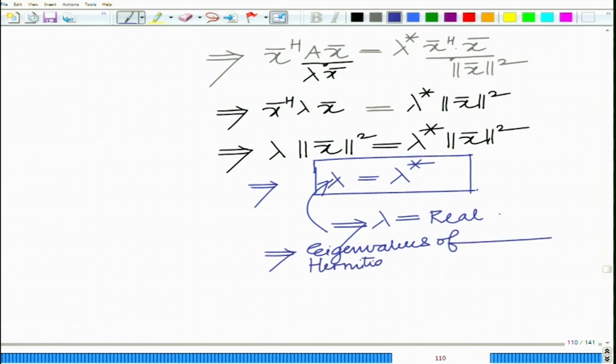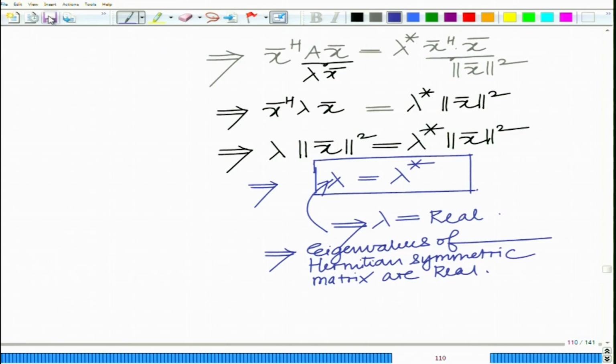So, this implies that the eigenvalues of a Hermitian symmetric matrix are real. Eigenvalues of a Hermitian symmetric matrix are real.